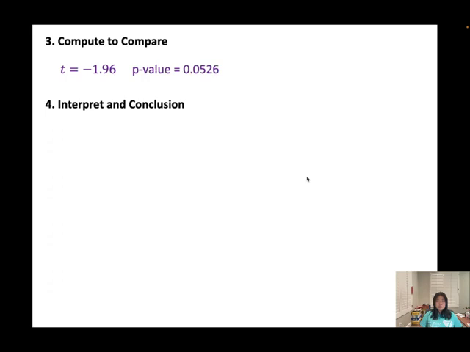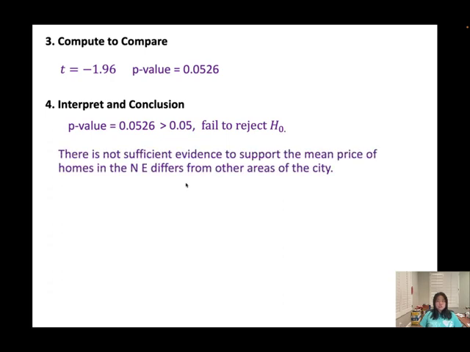p-value. And then compare with your significance level. This is going to be strictly greater than, okay? It's going to be 0.052. When this is 2, this is a 0, so it's going to be greater than. So it's going to be fail to reject. And draw the conclusion. There is not sufficient evidence to support that.